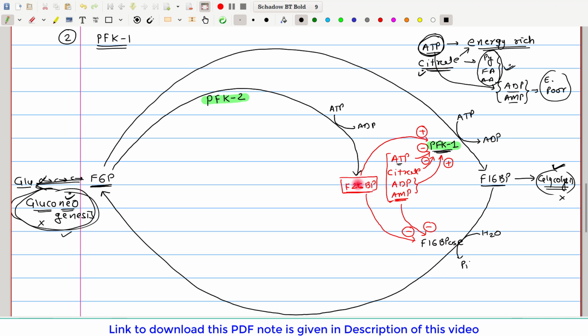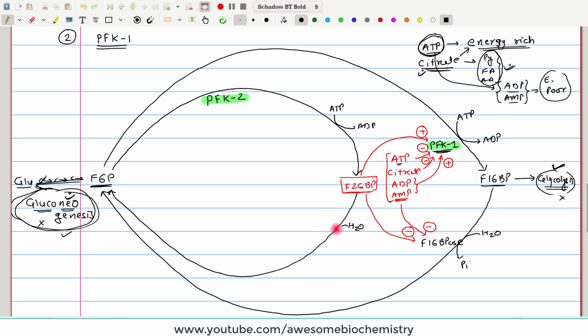Then how is fructose 2,6-bisphosphate removed? Fructose 2,6-bisphosphate is broken down by removal of phosphate to fructose 6-phosphate. So here a water molecule is added and one inorganic phosphate is removed, and the enzyme which is working over here is fructose 2,6-bisphosphatase. So here also we should remember that fructose 1,6-bisphosphatase is different from fructose 2,6-bisphosphatase. Both are totally different enzymes. Now there is one very important aspect about phosphofructokinase 2 and fructose 2,6-bisphosphatase.